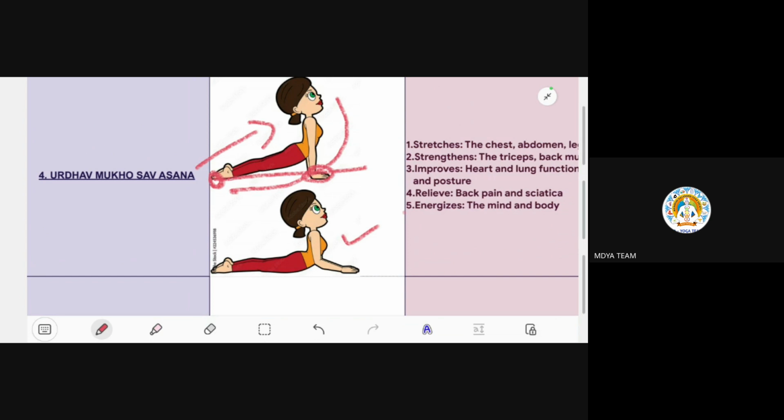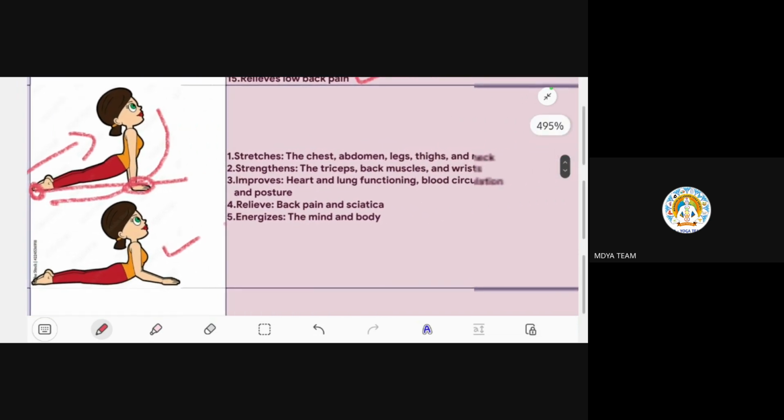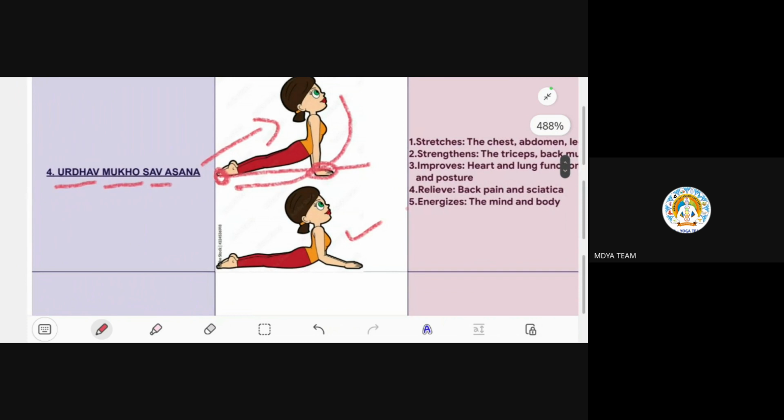This is called Urdhva Mukha Asana. That is why I put the two pictures, which give you the comparison between the Urdhva Mukha Asana and the Bhujangasana. Okay, Urdhva means lifting up, Mukha means face. Ma'am, Urdhva Mukha Shwanasana. It is the upward dog pose, not Shava, it's Shwanasana. Urdhva Mukha Shwanasana.